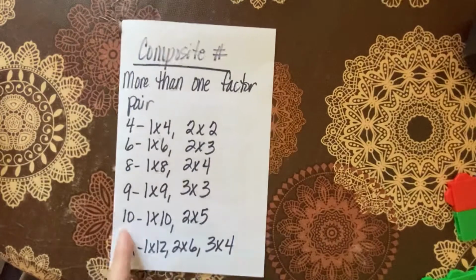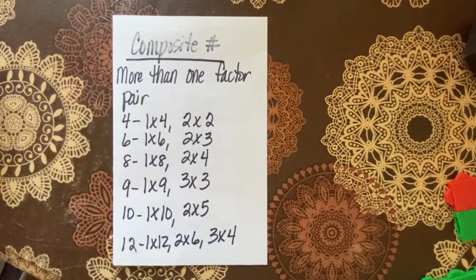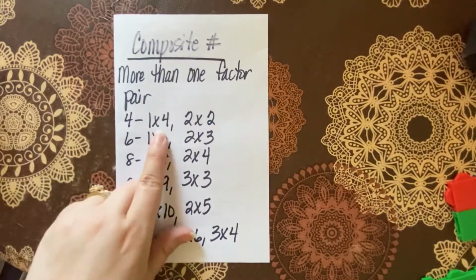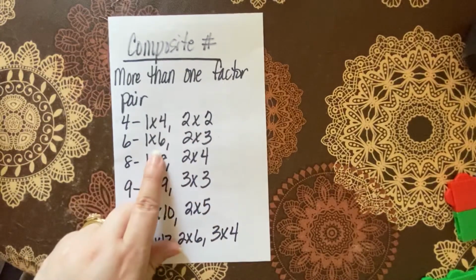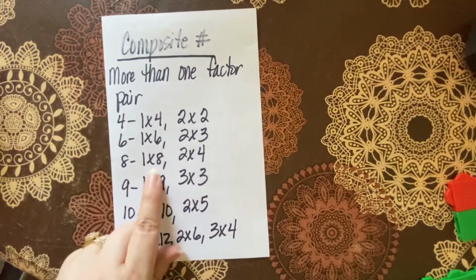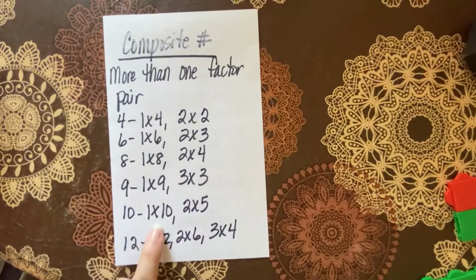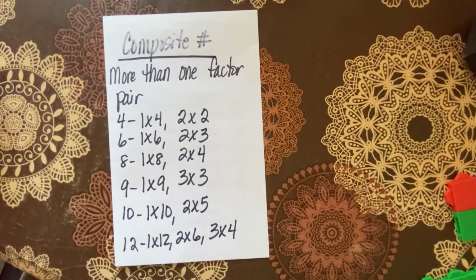The other vocabulary word is composite number. So a composite number is a number that has more than one factor pair. Again, meaning it has more than just two factors, it has more than two factors. So you can see with the number 4, there are two factor pairs, two factor pairs for 6, two factor pairs for 8, 2 for 9, 2 for 10, 3 for 12, and then I could keep going on.